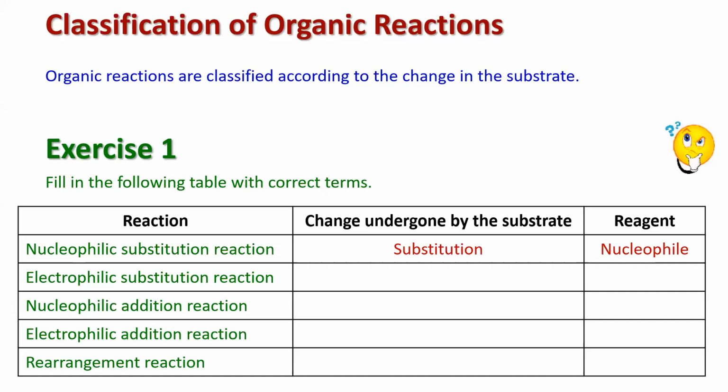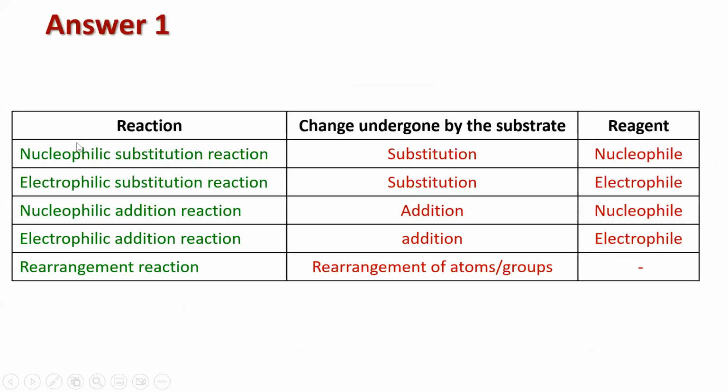Okay, I think I have given enough time. It's very easy. This question is very easy. So you can see electrophilic, again, substitution is there. The change undergone by the substrate is given in this reaction name. It is substitution, and the reagent is electrophile. And the third one, it's an addition reaction, and the reagent in that reaction is a nucleophile. And the fourth one, again, addition and electrophilic addition. Rearrangement is the change undergone by the substrate, a rearrangement of atoms or groups. So there's no reagent, as I have mentioned earlier.